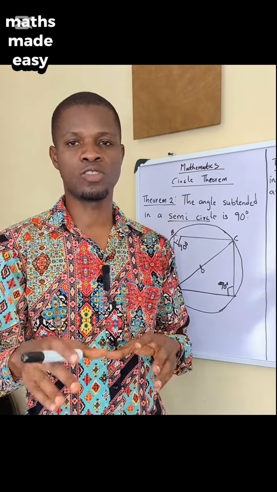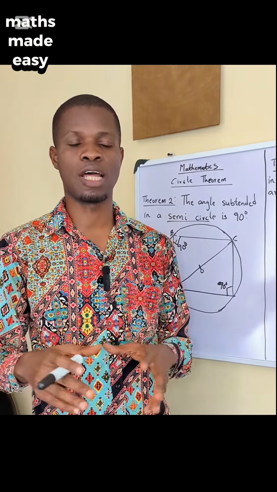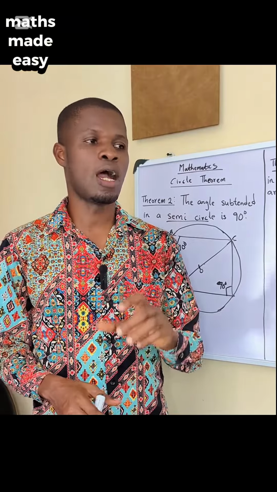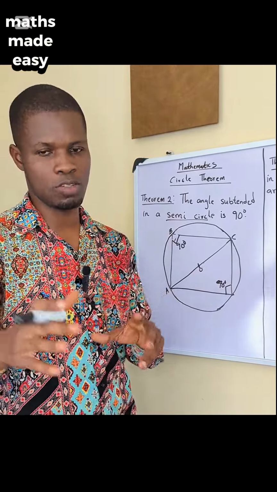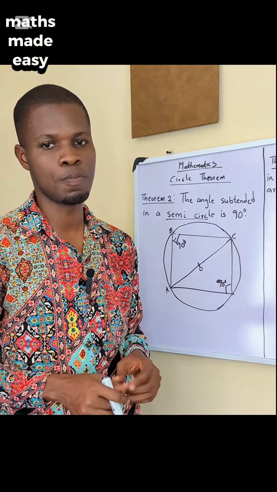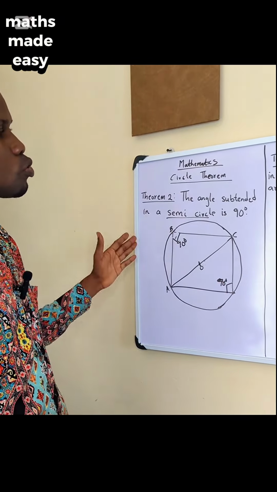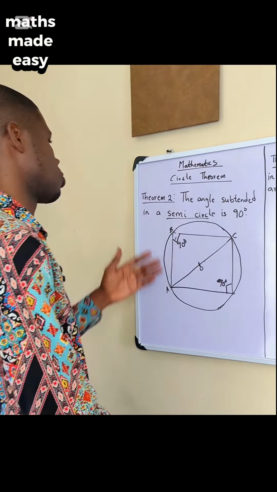Previously, we've done an introduction to circle theory and I've also looked at terms associated with circles. We've also looked at theorem 1 and used examples to illustrate how to answer questions involving theorem 1. Today, we want to look at theorem 2 and theorem 3. First, let's look at theorem 2.